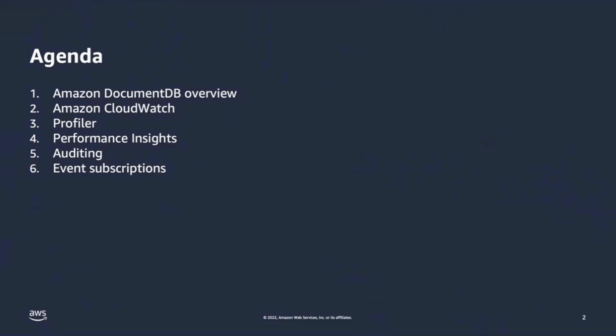I'm first going to level set with a discussion of the benefits of document databases and an overview of Amazon DocumentDB. Then I'm going to dive deep into the bulk of the session on monitoring and visibility, starting with how to view available DocumentDB metrics in Amazon CloudWatch. Next, move into using the profiler to find slow running queries in your cluster.